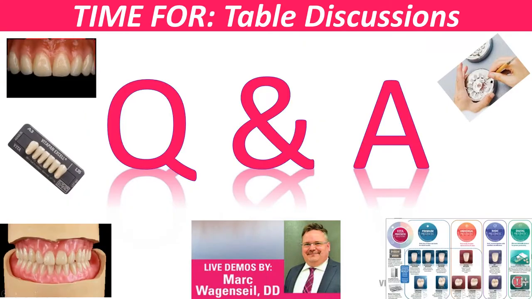So as far as questions and answers, let's get to that. We've got quite a few. The first one is, I have a problem identifying the long branch rugae. How common is it to be very identifiable? What would be the ways to help identify that long branch rugae?